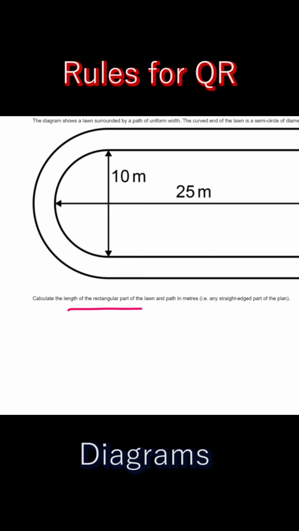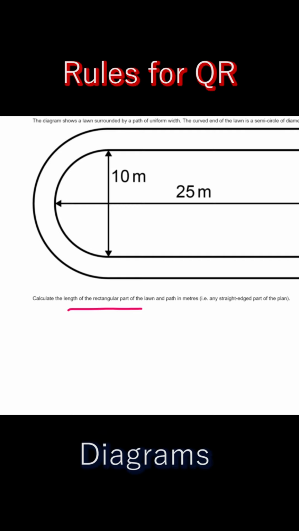What is the rectangular part of the lawn in meters, e.g. the straight edge of the plan? The length of the rectangular part of the lawn. Okay, so I think what they're on about is this end. They want to know the length of this end.